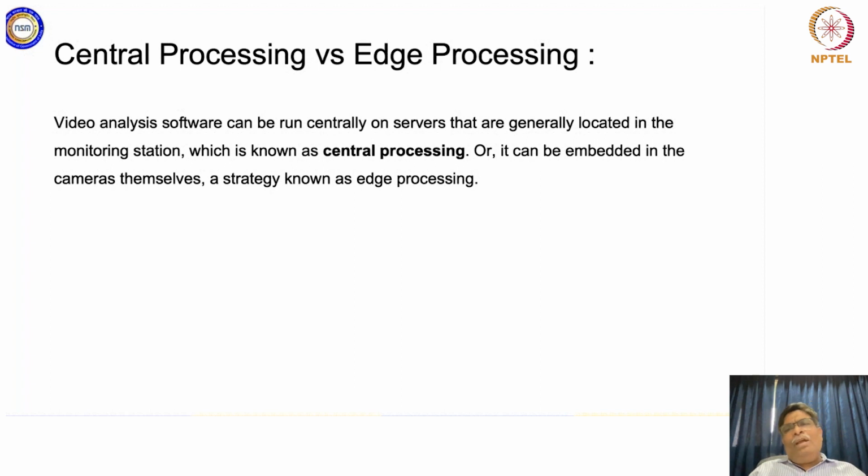And if we are trying to do it on the edge device itself, for example, when you talk of video analysis software, it can be run centrally on servers located in the monitoring stations or at data centers, and this is called central processing. Or that particular software could be embedded in the camera itself, and then the camera would be the edge device, and you can call it edge processing. So this is the basic distinction between developing a central processing type of application versus an edge processing type of application.